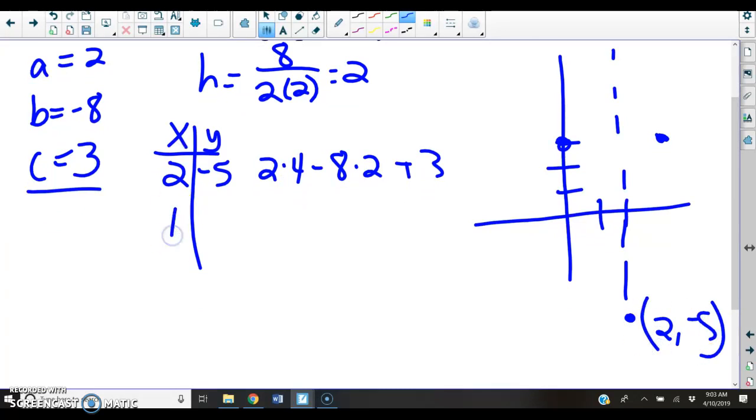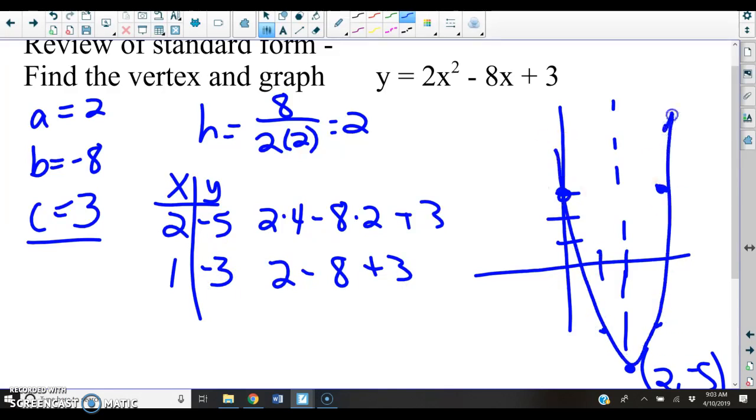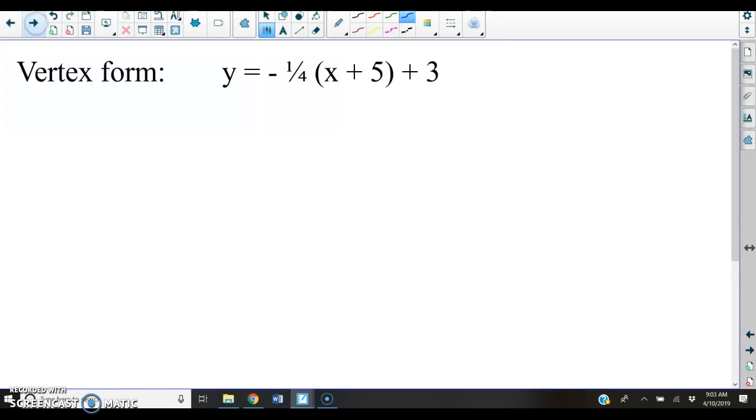And then I might well try 1 or 3. Okay, don't have my equation. There we go. So then it's simply going, when I put 1 in, it's nice. So it'd be 2 minus 8 plus 3 to give me negative 3. 1, negative 3, and use symmetry. And then I can graph it. Okay, so if you need to, go back and look at that stuff again. Ask me, I'll go over it with you. But that's a quick review of that.